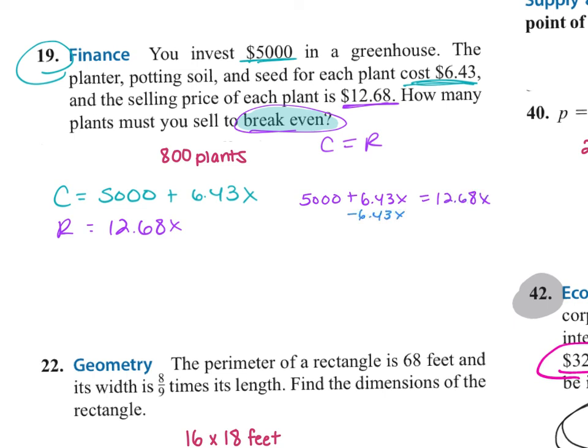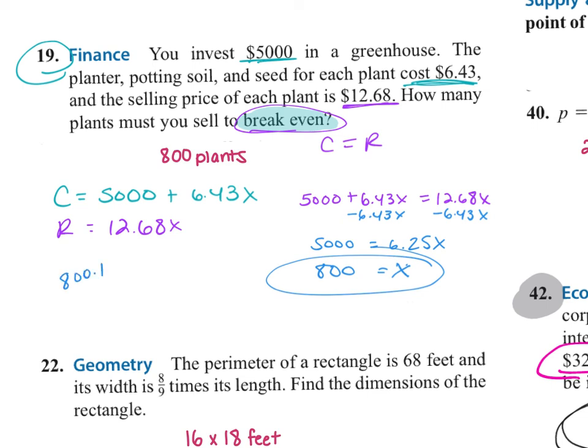Subtract the 6.43x from both sides. So 12.68 minus 6.43 is 6.25. If that ends up being negative, you did something wrong. That's how you know you set up your cost and revenue functions wrong. And divide, and I get that there's 800 even plants. Now remember on my break even, if that had said 800.1, I would have rounded up to 801. Because this is a nice even round number, I just keep it as 800. And on the break even, you only solve for x.